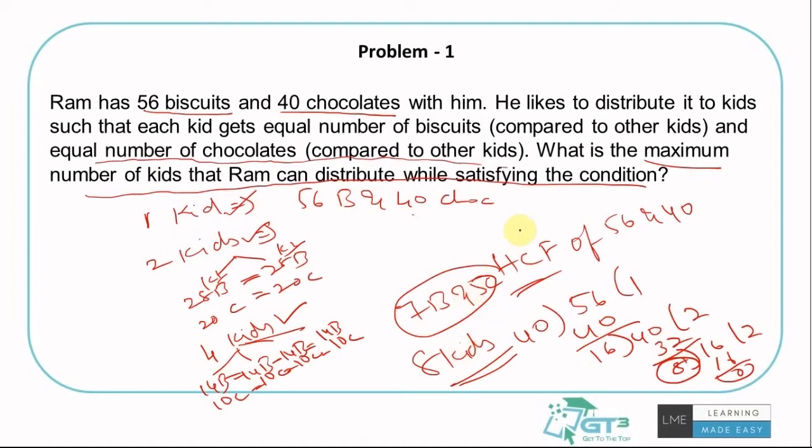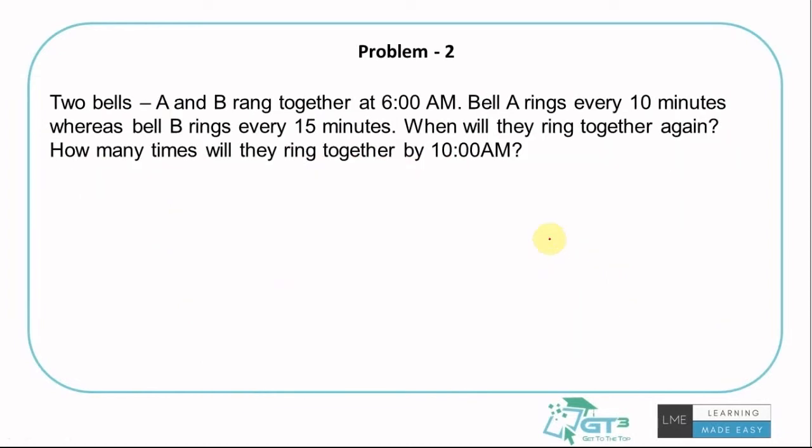So fundamentally, this is the way you see the questions, instead of directly asking you to find the HCF of 56 and 40. Right. Another question here: you see there are two bells, A and B. They rang together at 6 a.m. basically, and bell A rings every 10 minutes and bell B rings every 15 minutes.